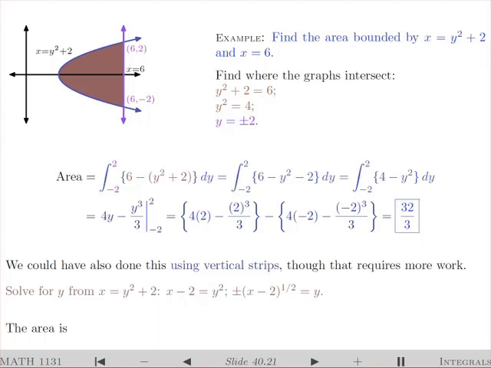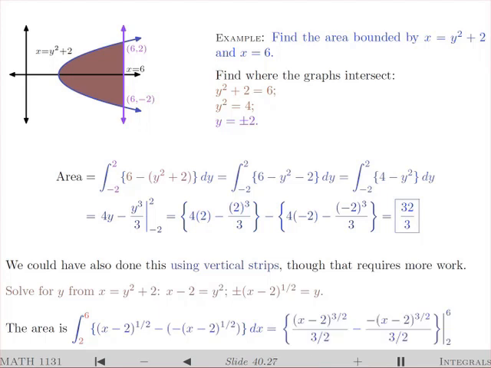I'm writing the square root using fractional exponents, so I can do the antiderivative. The top half will be the positive square root, bottom half will be the negative square root. So if I set up the area using vertical strips, x runs from 2 to 6. The top is x minus 2 to the power 1 half. The bottom is negative of x minus 2 to the power 1 half. And then you find the antiderivative, using a substitution u equals x minus 2. Finish the calculations, you should get 32 over 3.